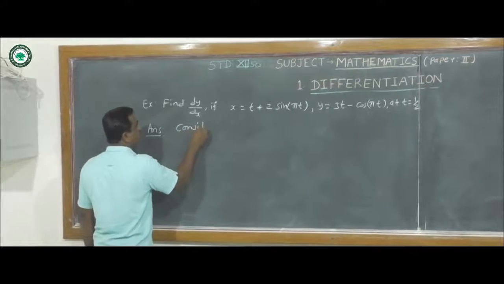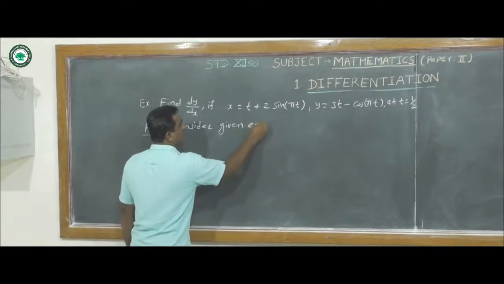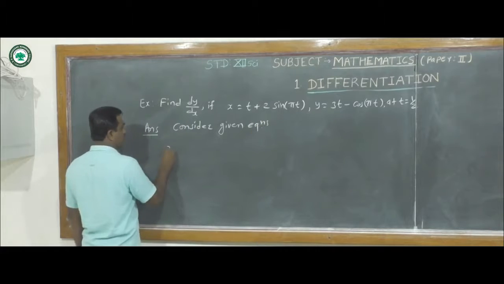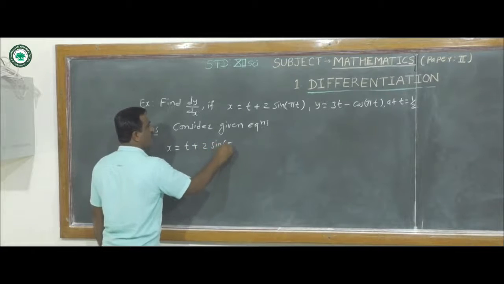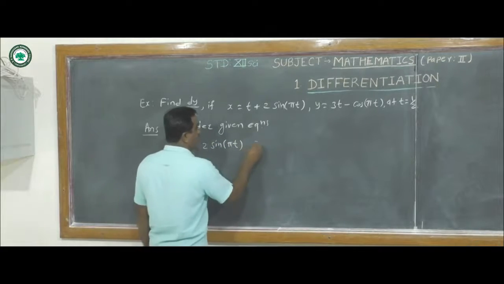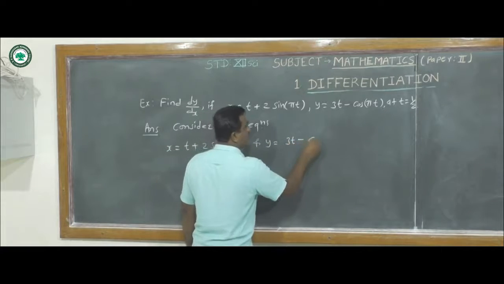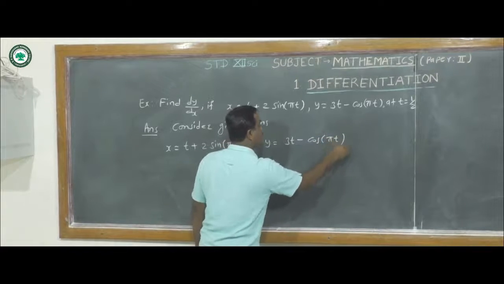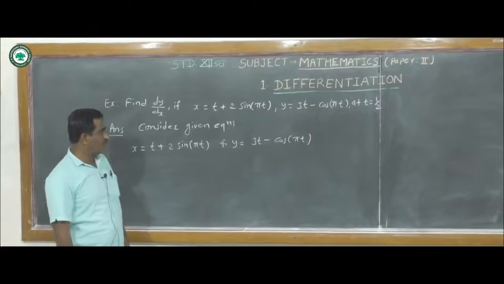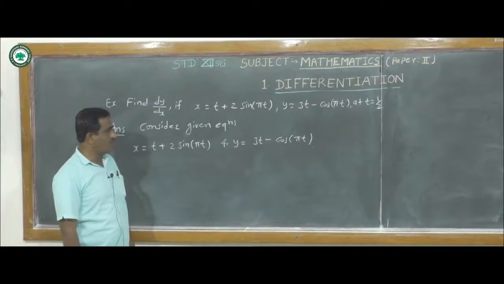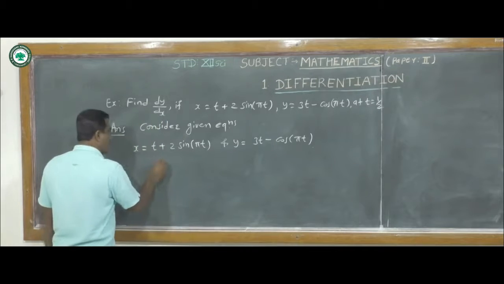Consider the given equations, that is x equal to t plus 2 into sine of pi t, and y is equal to 3t minus cos of pi t. Okay. Now the RHS of both equations is in the variable t, therefore we can differentiate both equations with respect to t.